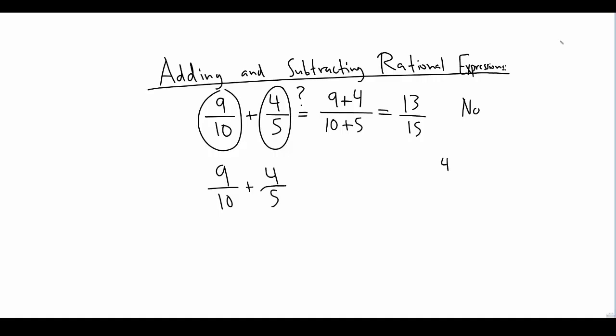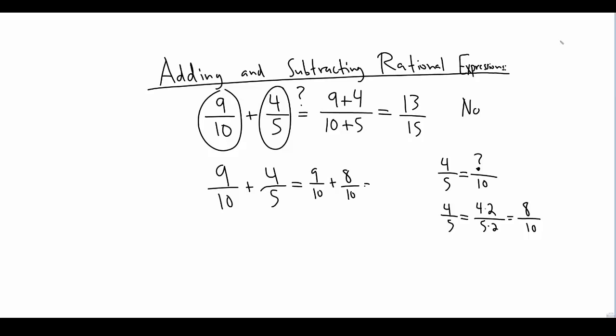Let's look at 4/5. Let's express 4/5 as a rational number having denominator 10. How do we do that? Well, 5 times what is 10? 5 times 2 is 10. So we do the same to the numerator. 4 times 2 is 8. 4/5 is the same as 8/10. We can make that substitution.